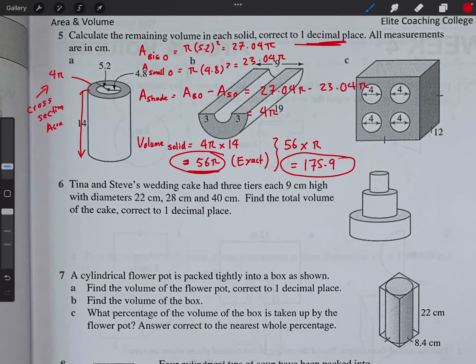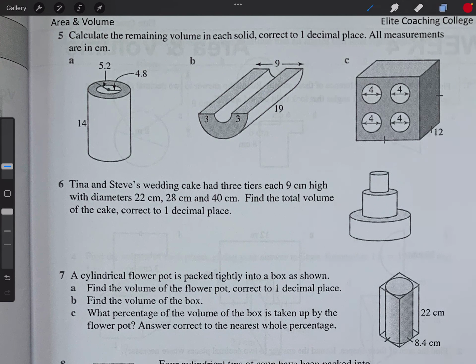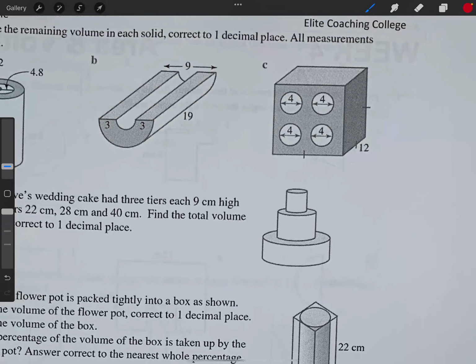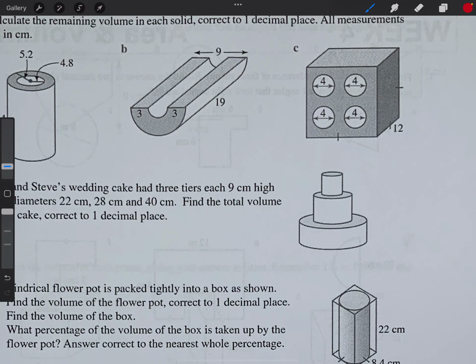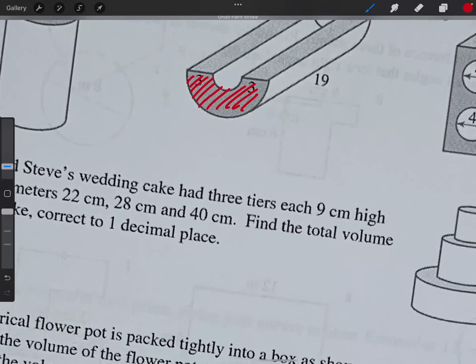For the next question, I'm going to clear this. For question B, I'm going to find the area of the cross section. Now you have to determine where the cross section is. The cross section is this one here. So let's find the area of this cross section.